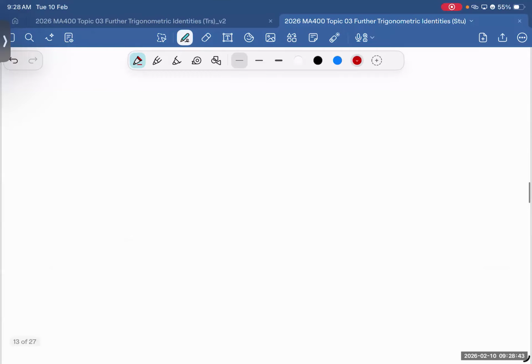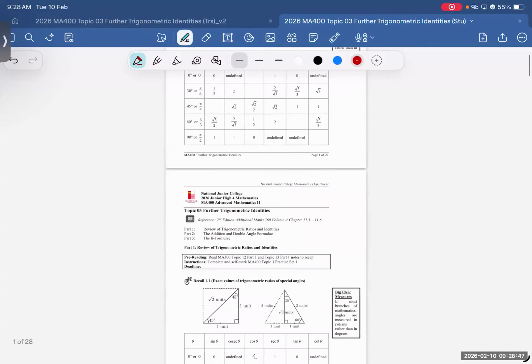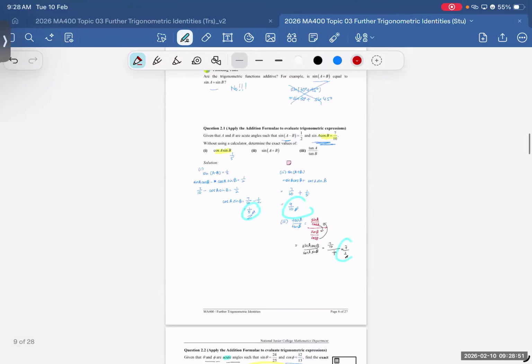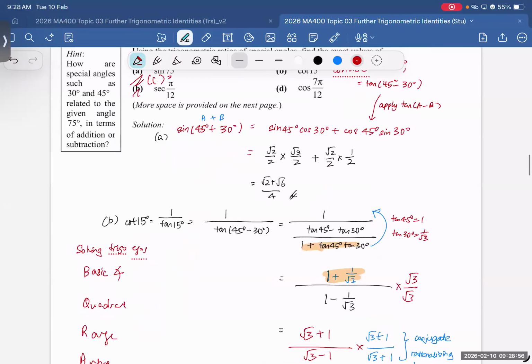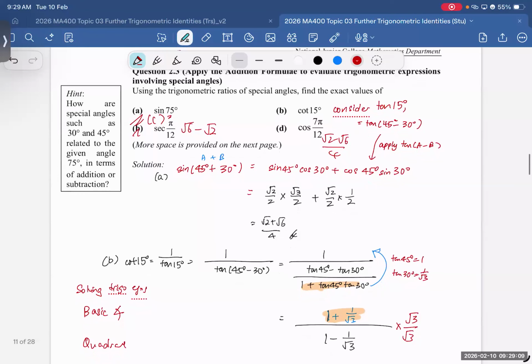Okay, guys, for recording purposes, I will go through. Let me just look at C and D. Do you all manage to get the answer for C? The answer for C is square root 6 minus square root 2. The answer for D is square root 2 minus square root 6 over 4. You got C wrong. Okay, I go through C.